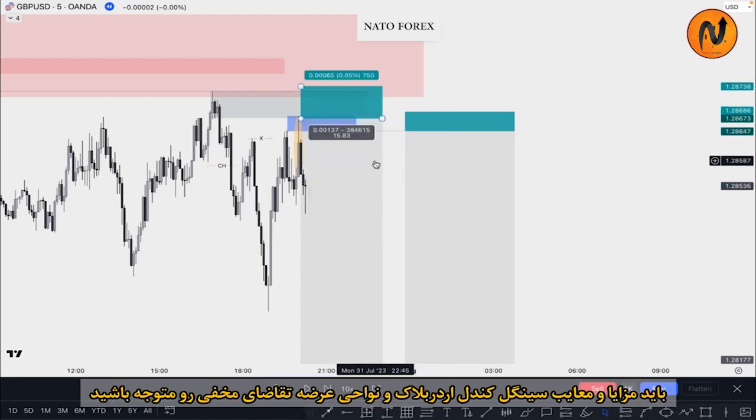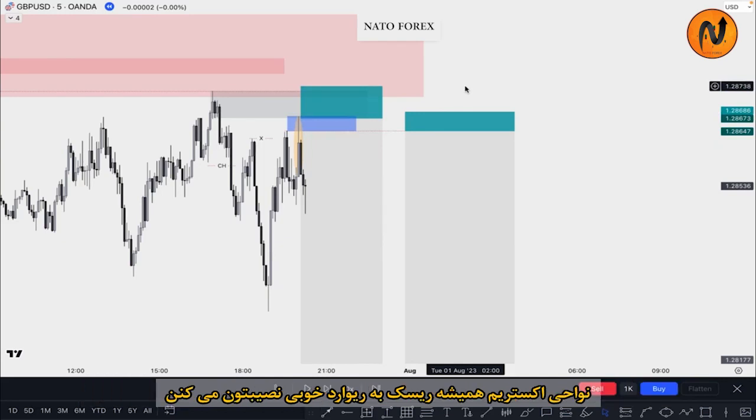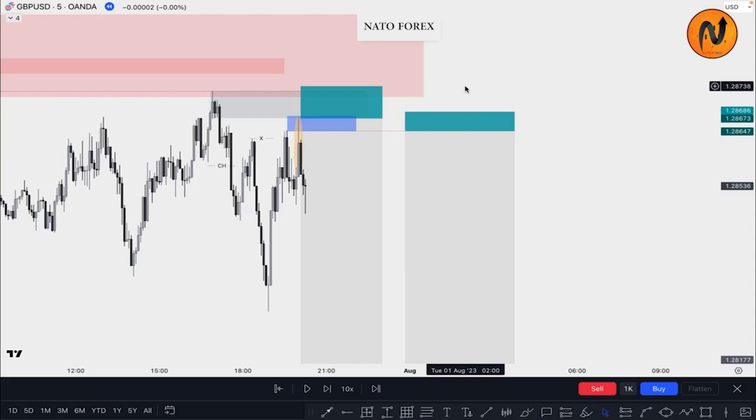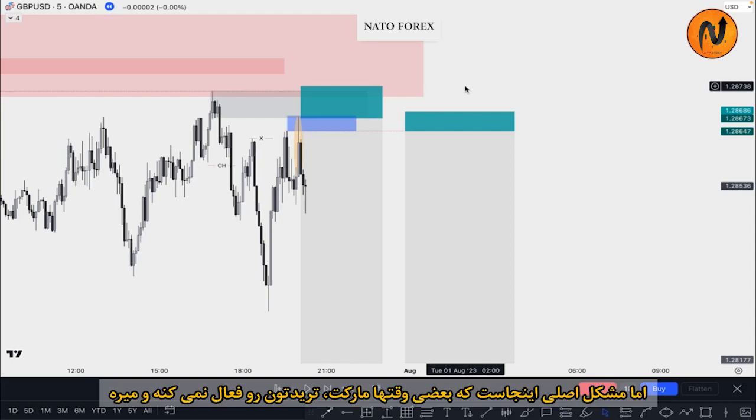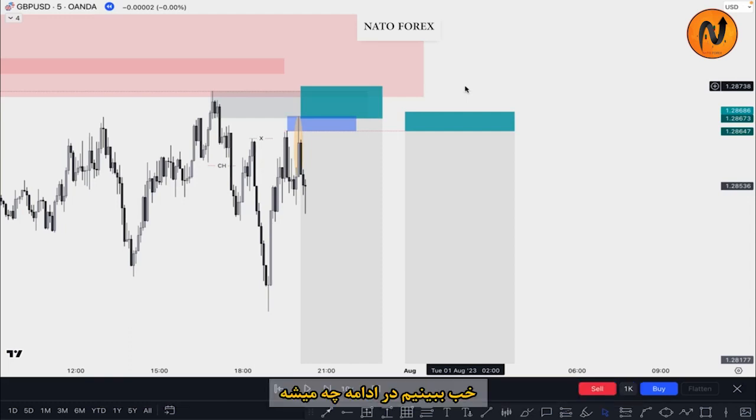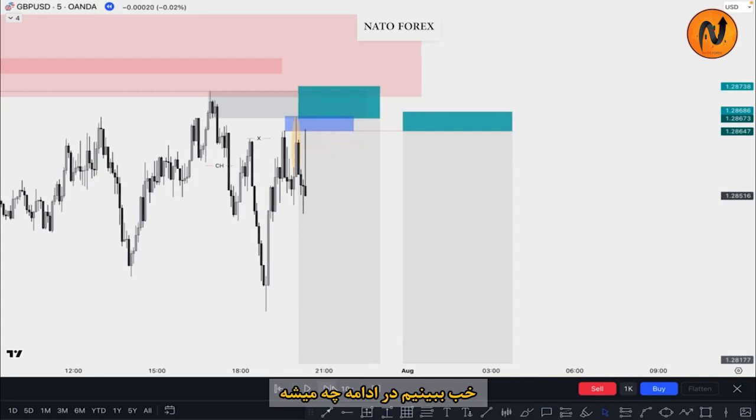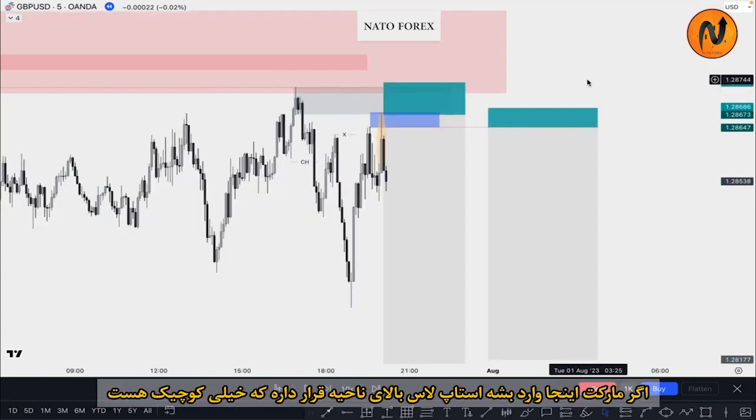So you need to understand the pros and cons of a single candle order block and hidden supply zone, because extreme always gives you big high risk reward. Okay, but the main problem is, sometimes market does not execute your order. Okay, so let's see what happened next here after this one.